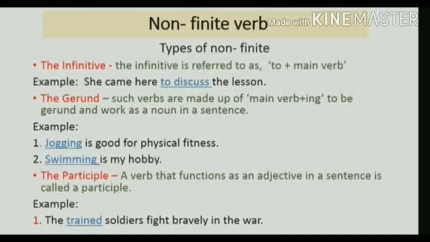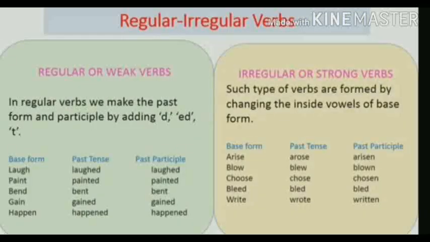It is a non-finite word, and swimming is my hobby. Okay, and the third type of non-finite verb is participle. A verb that functions as an adjective in a sentence is called a participle. Verb is acting as an adjective. So when a verb acts as an adjective, it is called participle. For example, the trained soldiers fight bravely in the war. The completed task is appreciated by the principal.